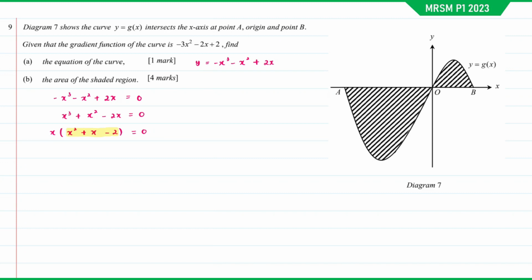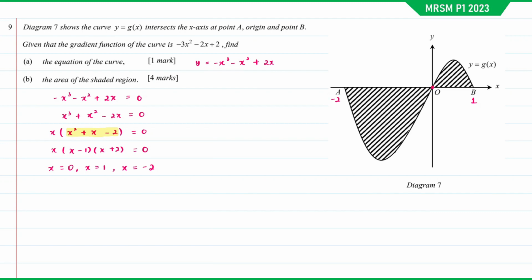For the part in the bracket, we can factorize it further. It will be (x minus 1)(x plus 2) equal to 0. So we're going to get 3 roots. The first one is x equal to 0, followed by x equal to 1 or x equal to negative 2. Based on the diagram, B will be 1 and A will be negative 2, and the 0 refers to the y-intercept here.